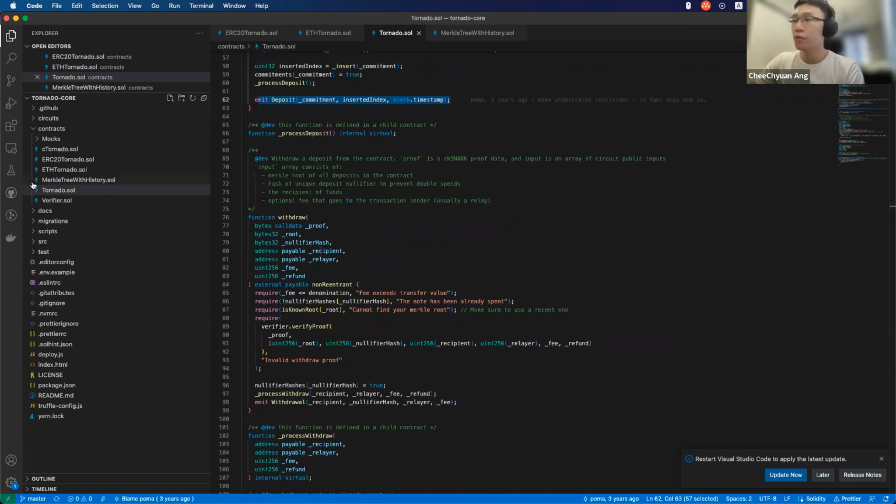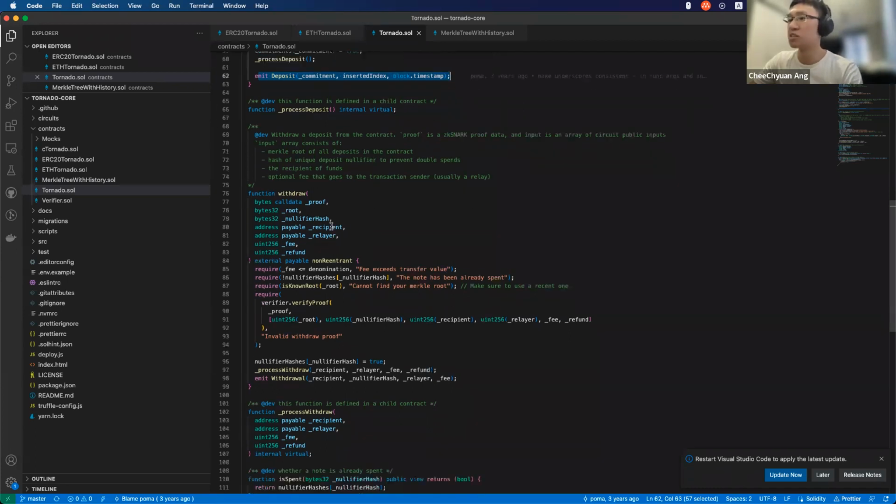So moving on, after you deposit, you definitely will want to withdraw. Withdrawing is much simpler, because all you need to do is provide a proof. This proof is generated off-chain, like I mentioned before, and we'll see how it's generated later. But know that we just need to provide a proof, and then it checks if the proof is valid. All these things are what we call the public input. They're allowed to be shared.